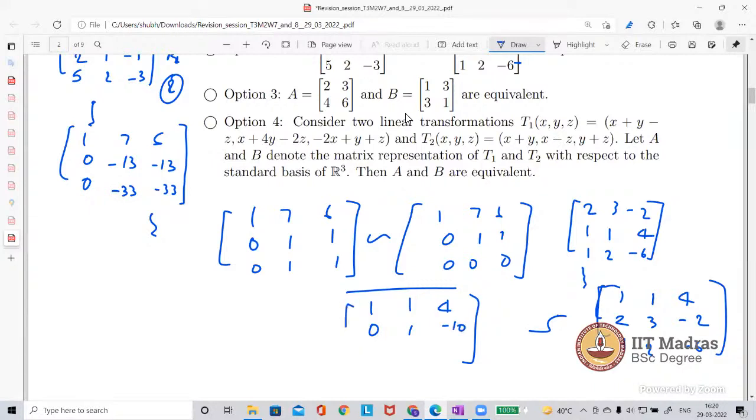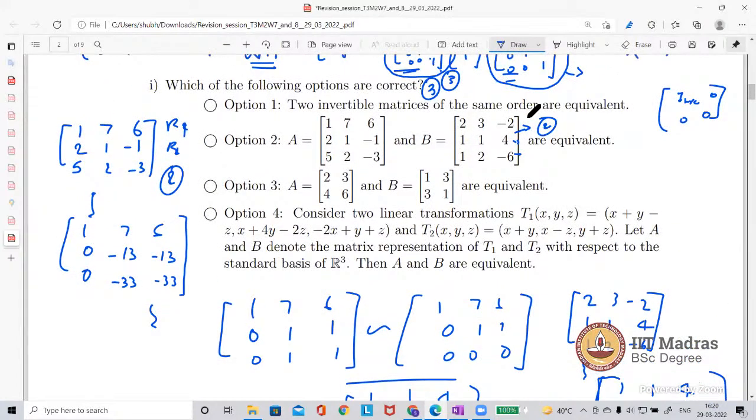Sir, option 2, then both A and B have rank 2, no? Both, yes, I'm looking that both matrices have the same rank, so they are equivalent. No, but the determinants are not the same. Determinants not being the same is not a matter. They have the same rank, so they are equivalent.